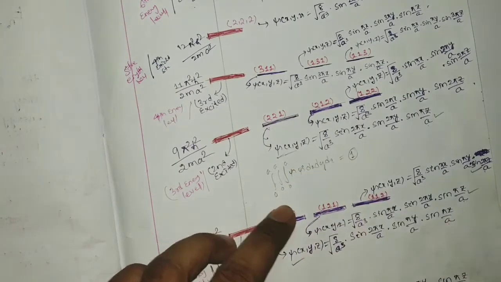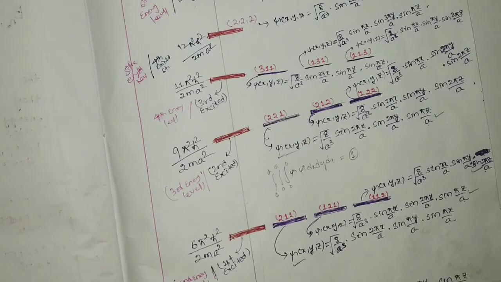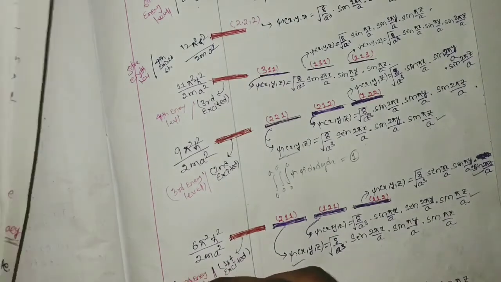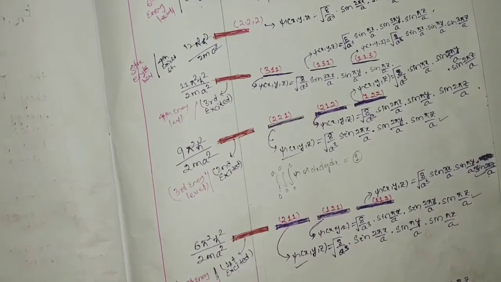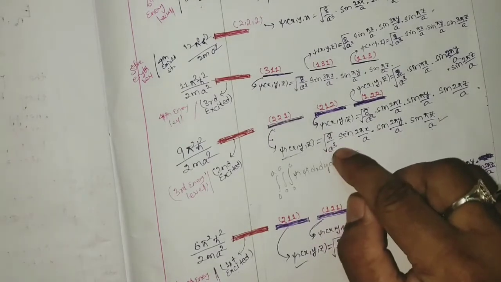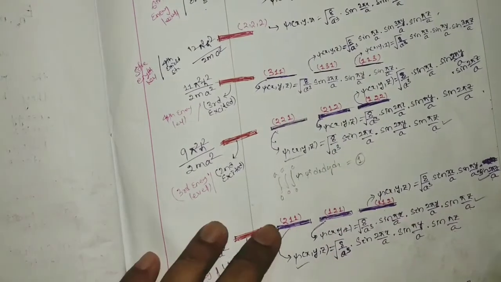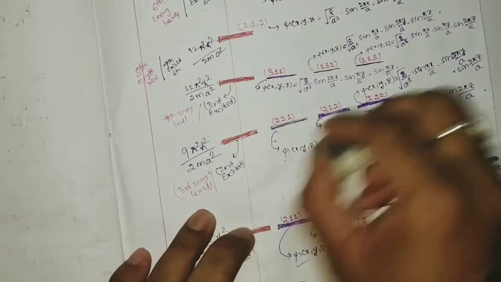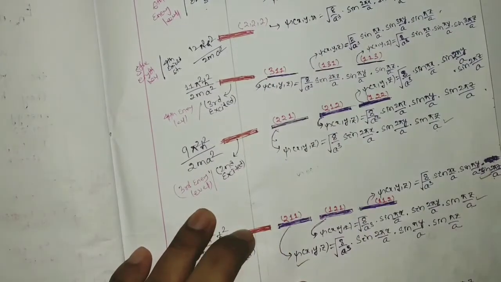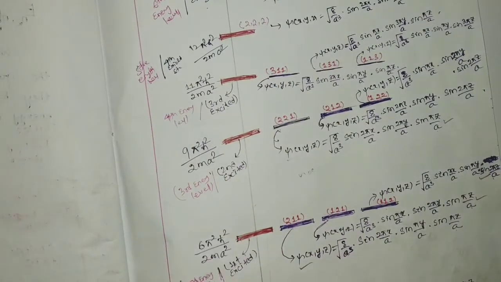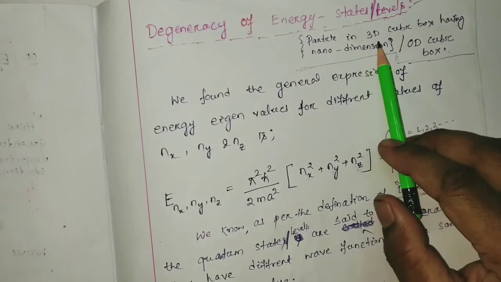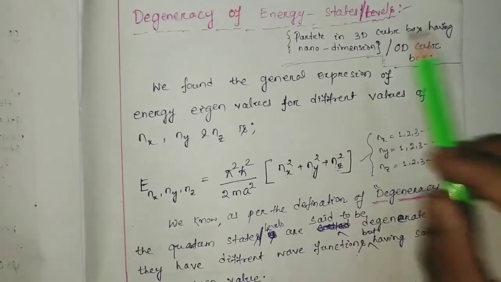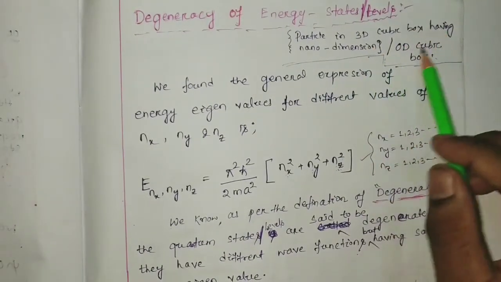So these are all normalized wave functions. We already did the normalization and found the factor (8 by a cubed) under a square root, right? So this is all about the degeneracy of the energy states for a quantum particle confined or trapped in a 3D cubic box, or 0D box.